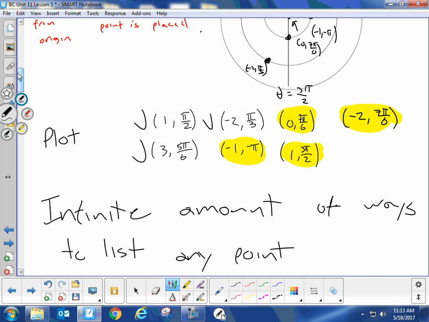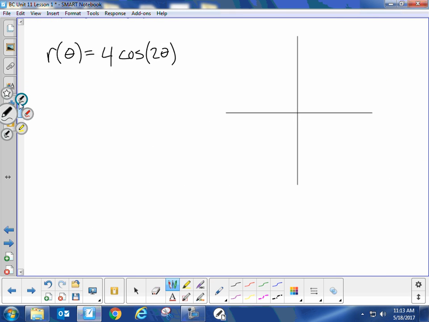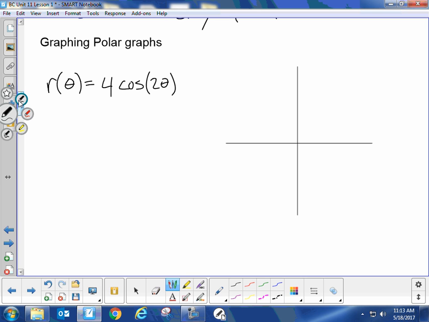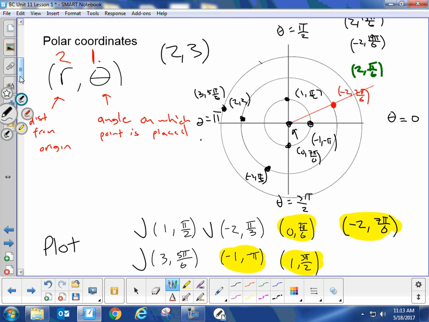Okay. Now, this makes for interesting graphs. We are going to graph 4 cosine 2 theta. Now, we are used to y equals x's. In polar world, it's r equals thetas. Now, it's really interesting. You know, x came first and then y, but here we have r coming first and theta. Any guesses why it's r theta when we do theta first?